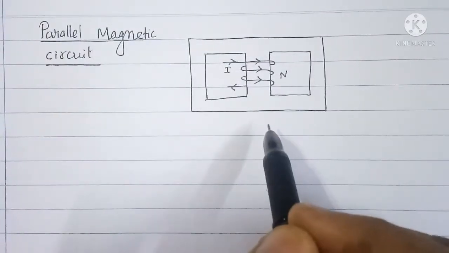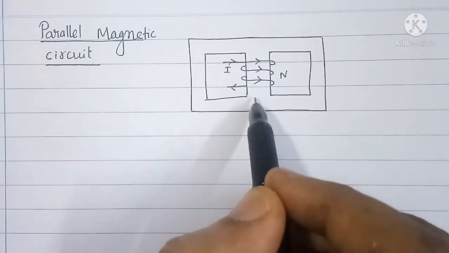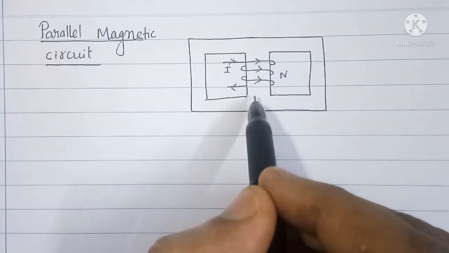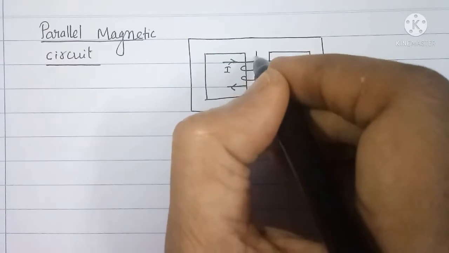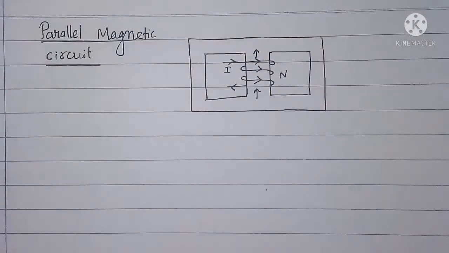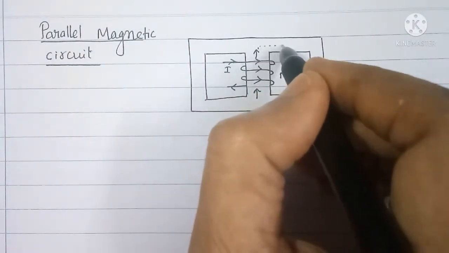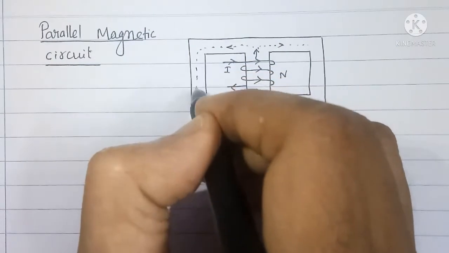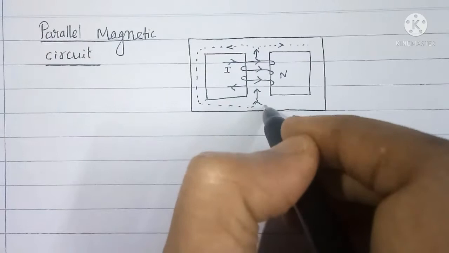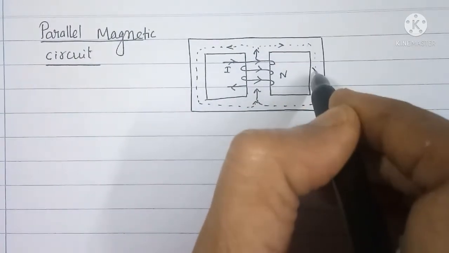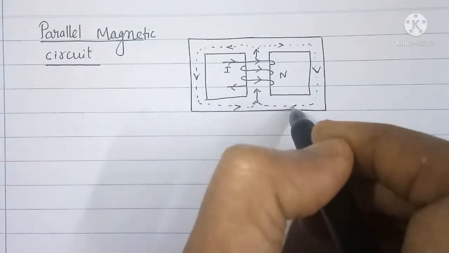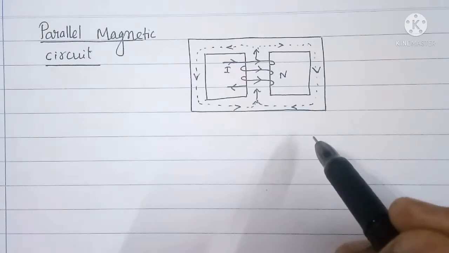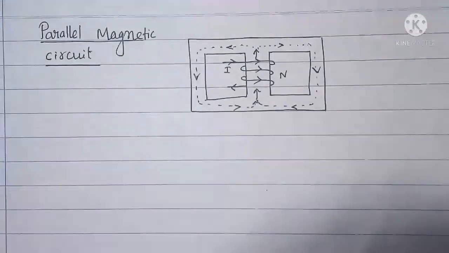The figure here shows a parallel magnetic circuit. You can observe here that the winding is placed on the central leg of the magnetic circuit. The flux set up here by the winding in the central leg will divide into two paths, which means that there are two paths for the flux set up. Hence it is a parallel magnetic circuit.